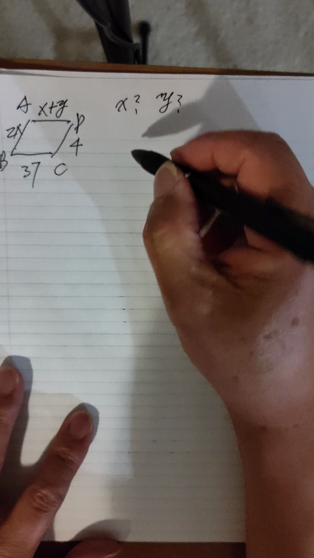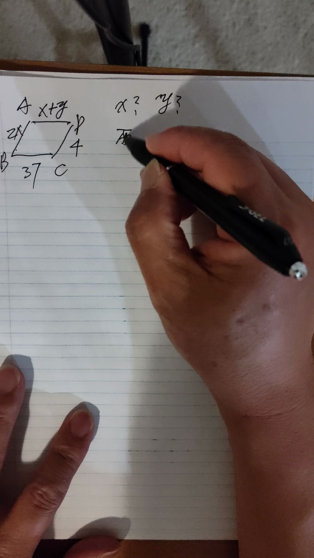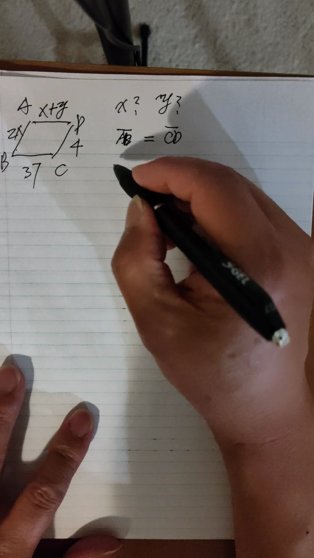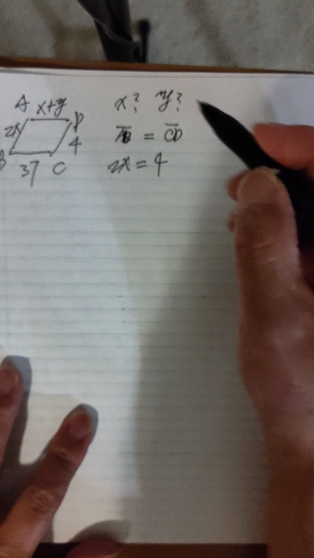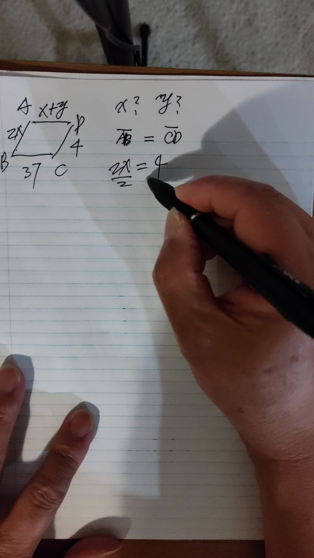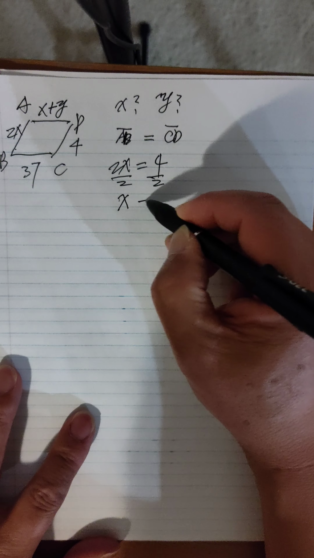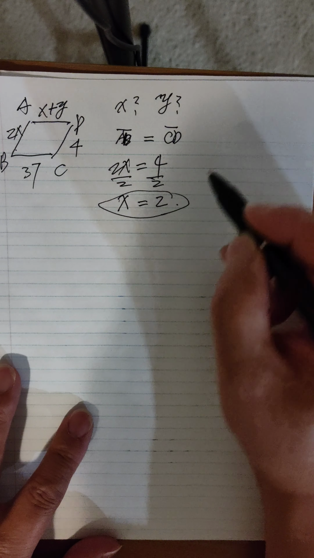Okay, since the segment AB is equal to segment CD, we get 2x equal to 4. Because this segment is 2x, this is 4. And then divide by 2 on both sides. On the left hand side we get x, on the right hand side we get 2. So we solved for x already.